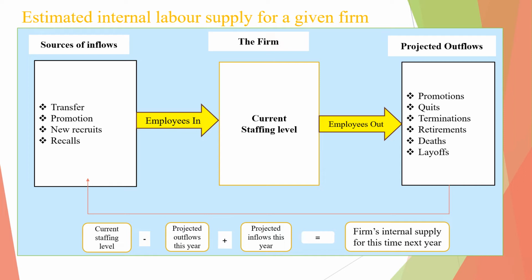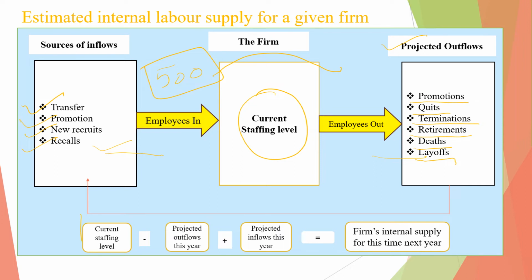You have the sources of inflows, that is transfers, promotions, new recruitments, and then recalls. Then you have projected outflows, which are promotions and quits, terminations, retirements, deaths, and layoffs. So employees are coming in, and employees are going out, and this is the current staffing level, which keeps on changing. You cannot say that at the start of the year 500 employees were working in the organization, and at the financial year ending only the same 500 people are working, because in human resources things are not certain, due to emergencies like health emergencies, family emergencies, or preferences. People either leave the organization or join other organizations, or they are sometimes promoted as well. So how is it calculated?